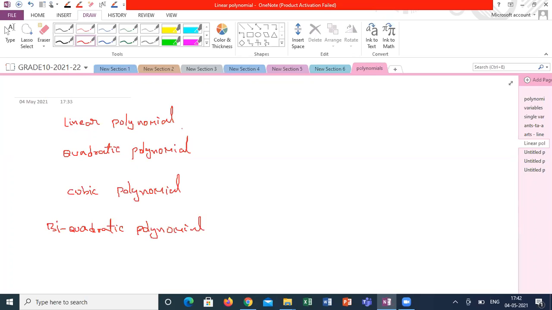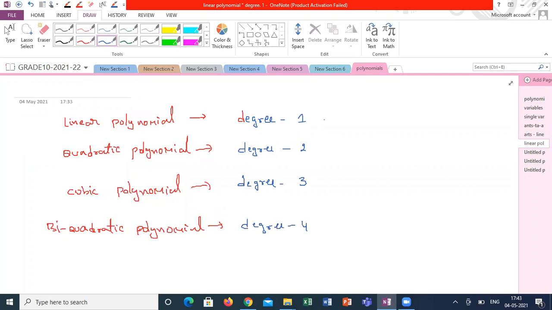So I clearly said it's a linear polynomial. Here I can specify that a linear polynomial means where the degree is 1. Here the degree is 2. Here the degree is 3. Here the degree is 4.